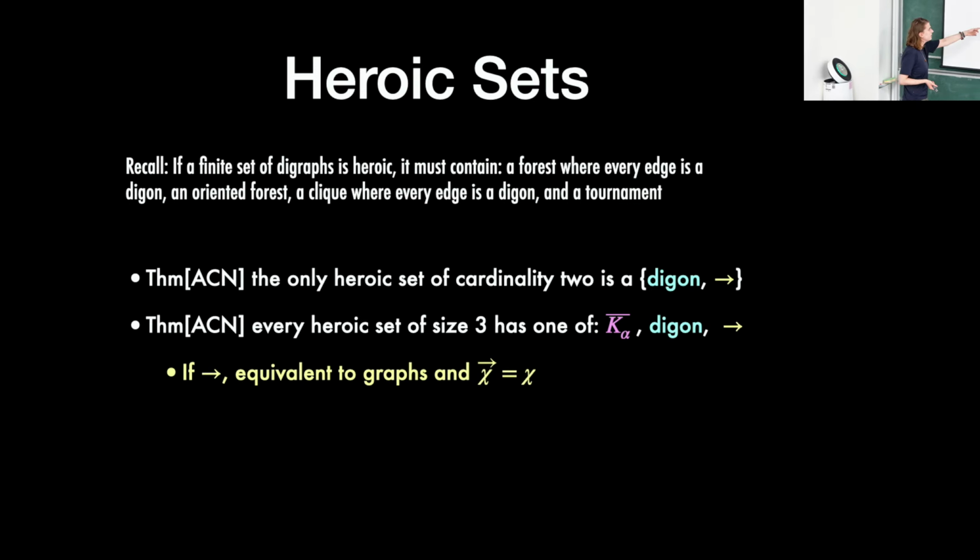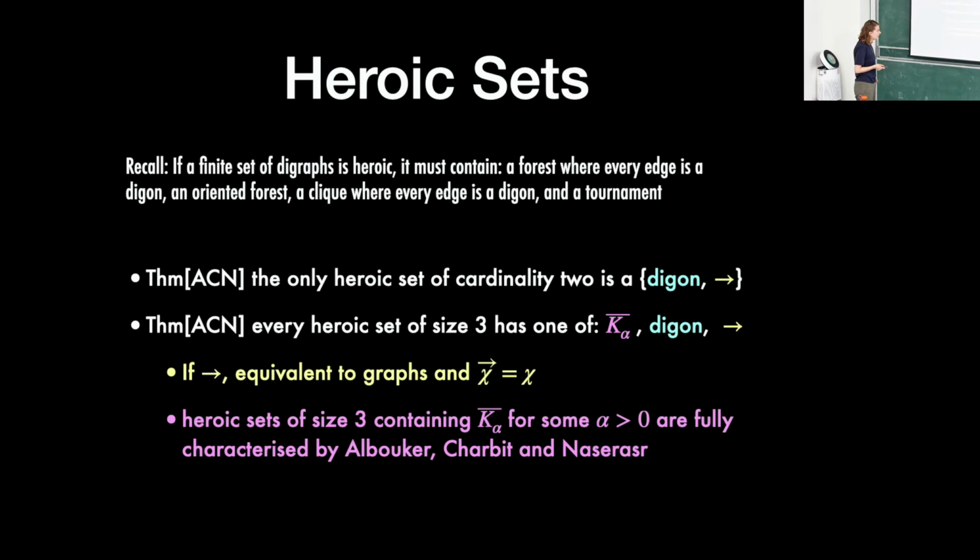And so if we're excluding the digon, then this is equivalent to the graph case, because we're saying that any pair of vertices are either non-adjacent, or they have an arc, or they have a digon going between them, so then it's the same as graphs and dichromatic number. So this, we already have the Gyarfas-Sumner conjecture, and people are working on it. When we exclude the complement of a clique, then that's fully characterized and known.